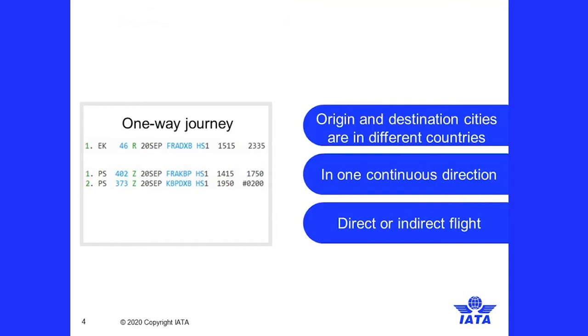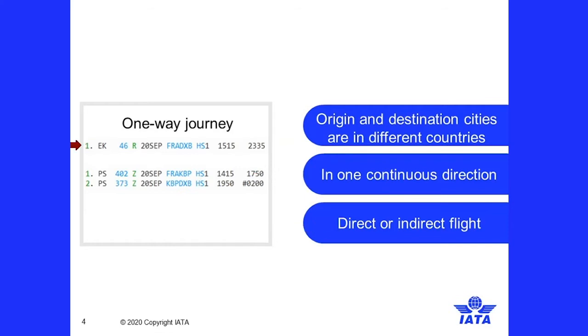So what is a one-way? Simply, you're going there, you're not coming back, at least by plane. Again, we are speaking about international trips. This is why we say origin and destination cities are in different countries, because we are dealing only with international travel here. But origin and destination cities being in different countries does not always mean a one-way. Sometimes you can have an open jaw, and I think all of you are very clear on the open jaw. We will come to that. For the one-way, the origin and destination are in different countries, with one continuous direction, which is the most important, and it can be a direct or indirect flight.